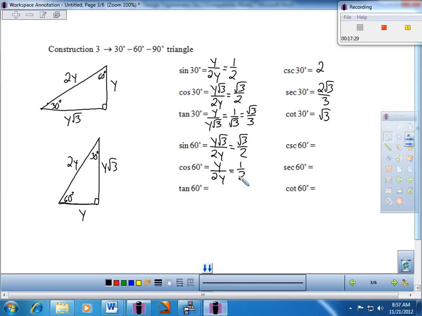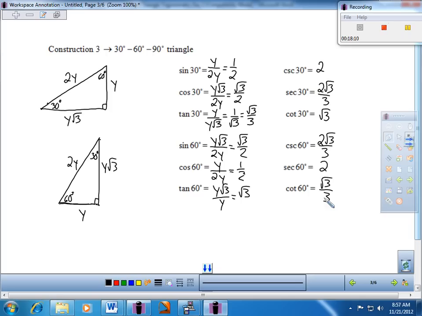Tangent of 60, and again, you've got a steeper, in this case, opposite side in relation to a shorter adjacent side. So in this particular case, you get y root 3 over y, and so tangent of 60 degrees is root 3. The way we did it in radians was tangent of pi over 3, so the pi over 3 is just the root 3. Again, those work really nicely. I'm going to go ahead and just flip. So cosecant of 60 would be this, secant of 60 would be this, and then cotangent of 60 would be this.